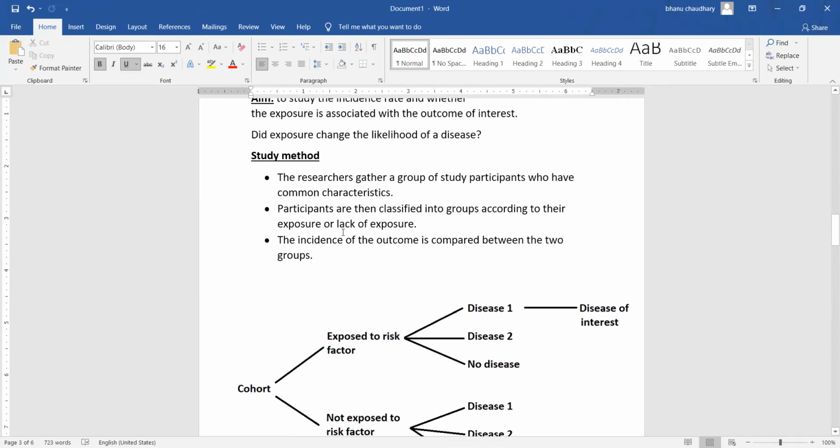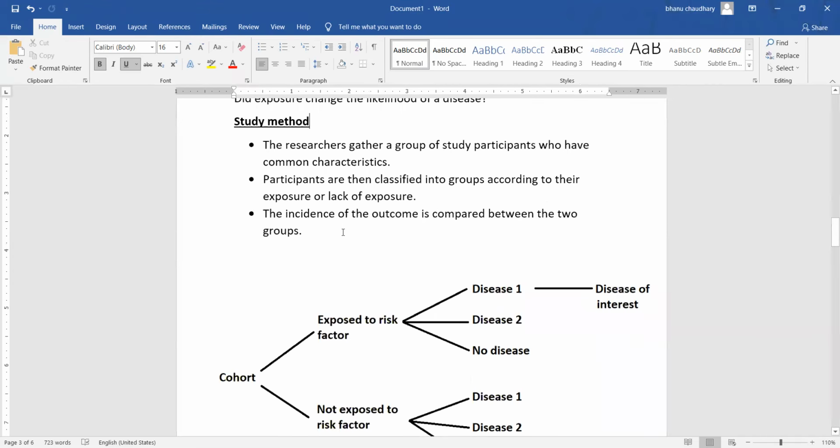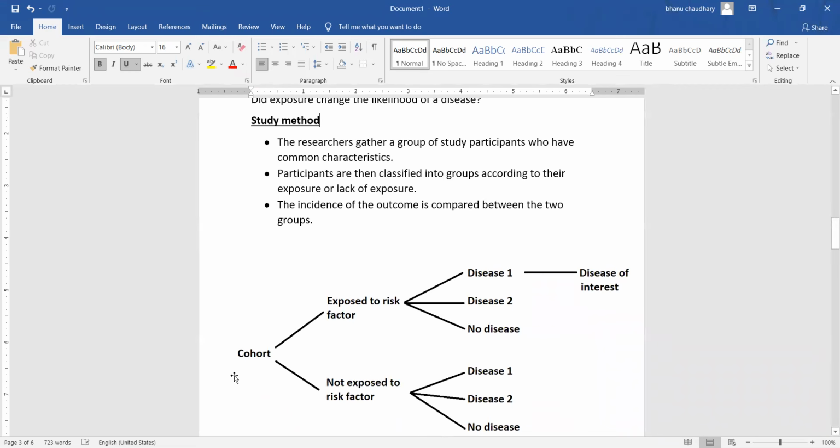See, in a cohort study, first you will select a group of individuals which have a common characteristic, and these are the cohorts, right? And then you will divide them on the basis of the exposure status, whether they are exposed to the risk factors or not exposed to the risk factors. If they're exposed to a certain risk factor, then they can develop disease 1, for example, disease 2, or they might not develop any disease. Similarly, in the case of non-exposed individuals, they can develop the similar disease 1, disease 2, or sometimes no disease, right?